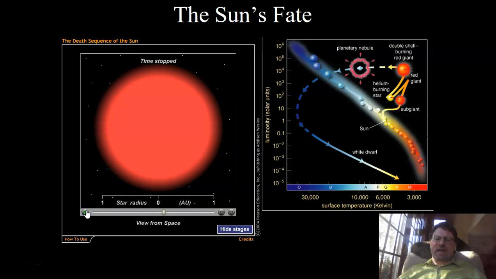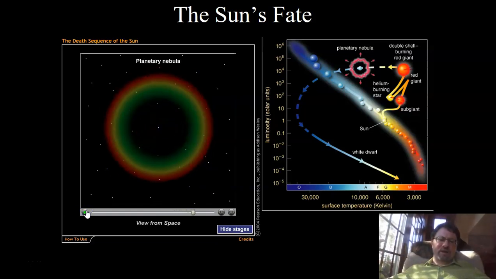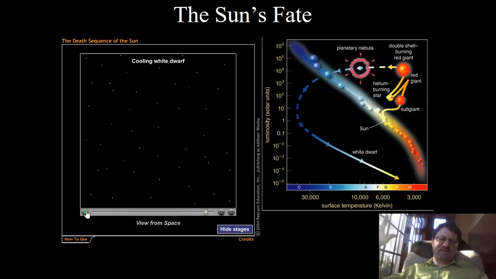And then at the end of the double shell burning stage, you'll have the outer layers get blown off. So we zoomed out there so that you could see the gas expanding outwards as the planetary nebula is created and the cooling white dwarf is left behind at its center.